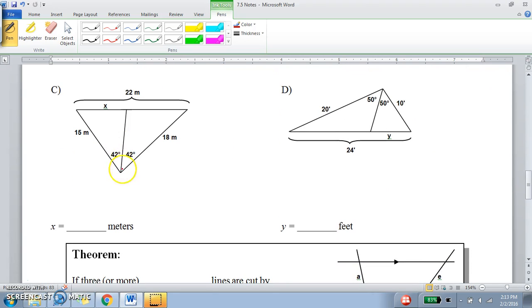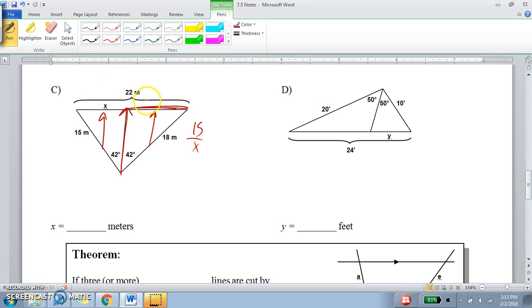All right, here's my angle bisector. This piece is called X. I've got 15 and 18, so I need to compare 15 to X. And then we've got a problem here because 18 doesn't have anything with it. So if the entire thing is 22, we don't know what X is. We can't just subtract a number from 22 to figure out what this piece is.